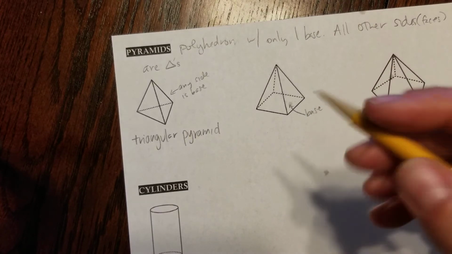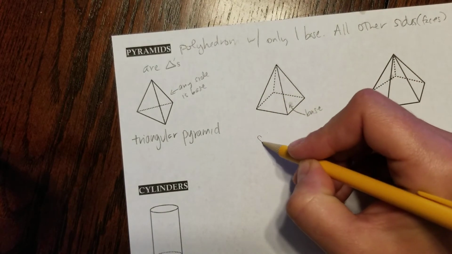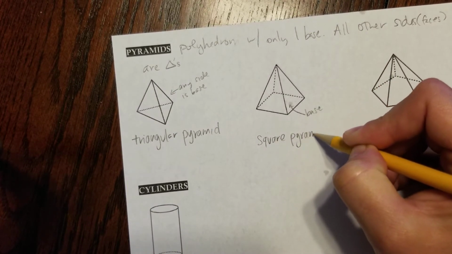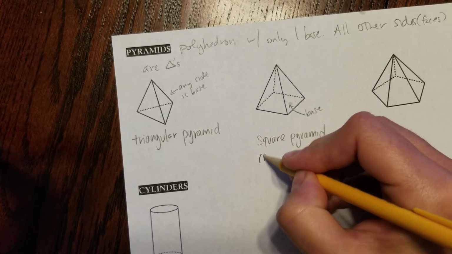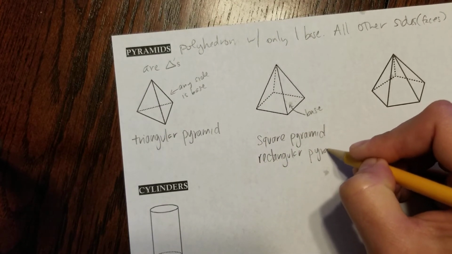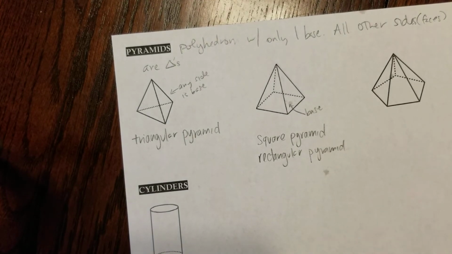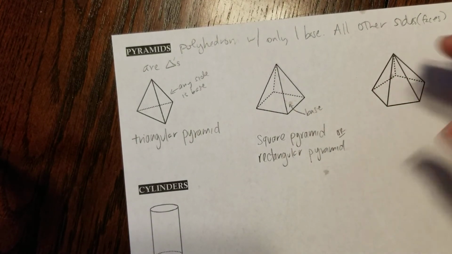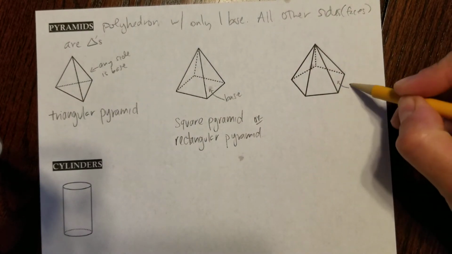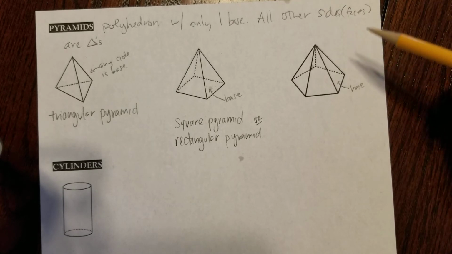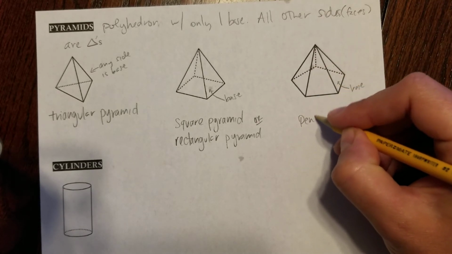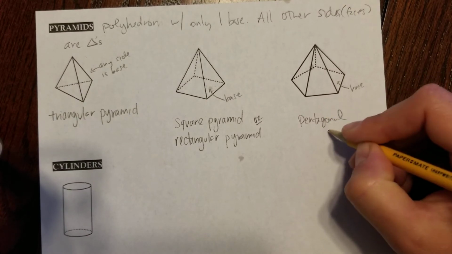All right, so if we knew this was a square, maybe this is a square pyramid. If we didn't know it was a square, we could call it a rectangular pyramid. All right, so what do you think we would call this one? Well, this one here on the bottom is our base because it's the non-triangle. And it has 1, 2, 3, 4, 5 sides, so pentagonal pyramid.